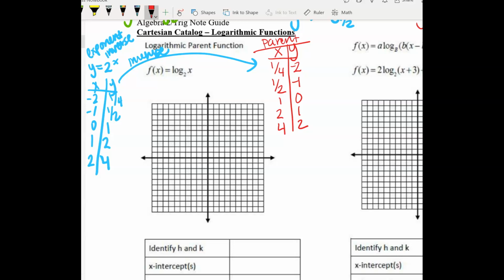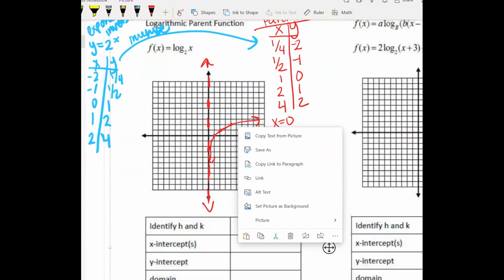Okay, and all of our log parent functions have their asymptote at x equals 0, like our exponential functions had theirs at y equals 0. So for this parent function, here's the asymptote. Okay. 1/4, negative 2; 1/2, negative 1; 1, 0; 2, 1; 4, 2. And so there that is.